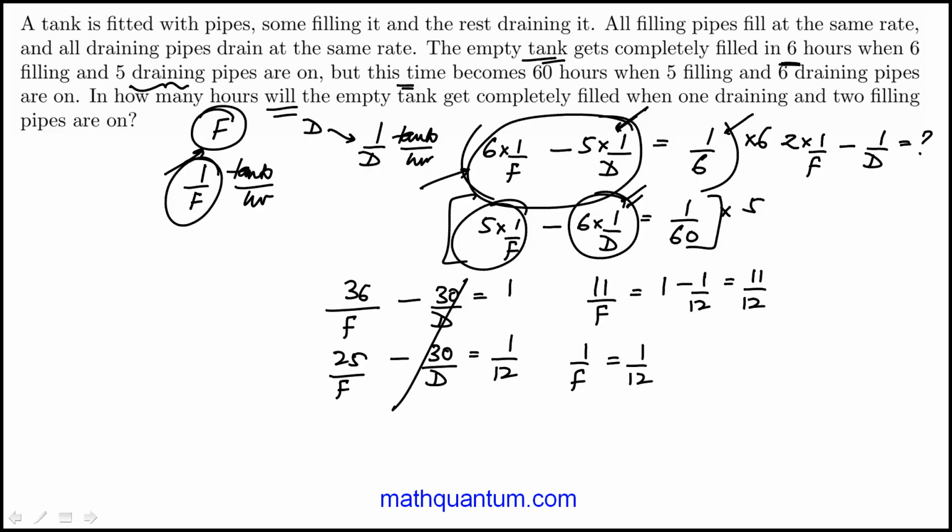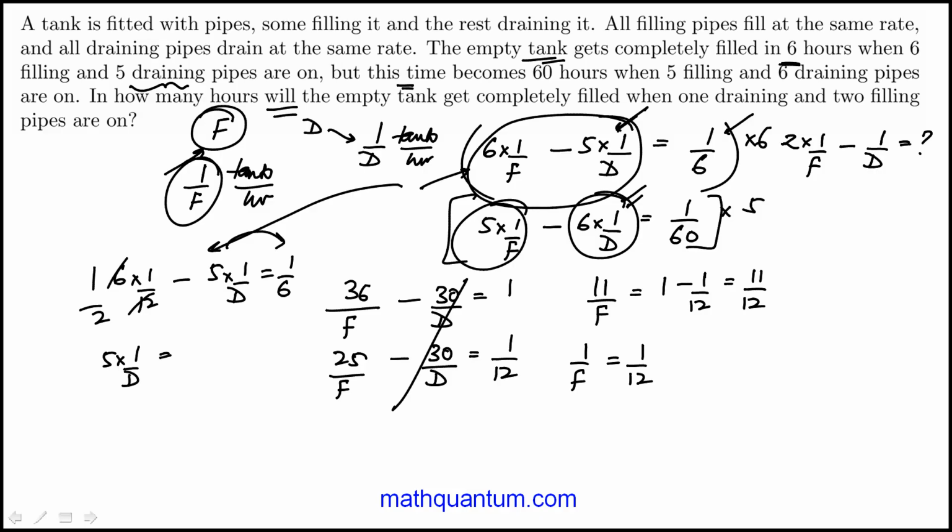And I can just plug it in here to figure out the rate of the pipes that are draining. So 6 times 1/12 minus 5 times 1 over D is 1 over 6, so 1 over 2 minus 5 times 1 over D is 1/6. I'll move this over, bring the 1/6 to this side. Common denominator is 6. So 2 over 6, or 1/3, which means 1 over D is 1 over 15.